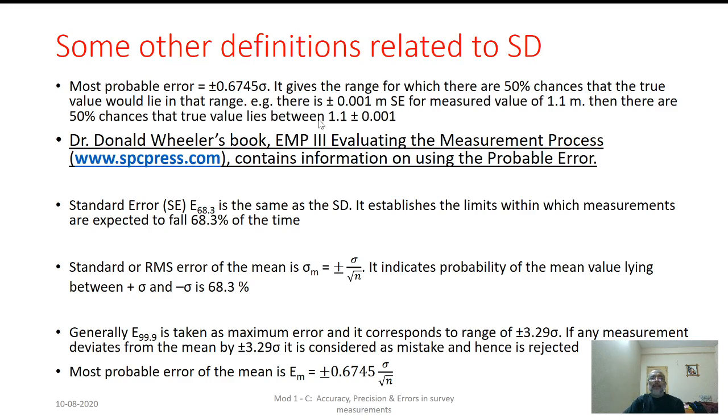So for example, if there is a 0.001 meter standard error for a measured value of 1.1 meter, then there are 50% chances that the true value will lie between 1.1 plus 0.001 and 1.1 minus 0.001.